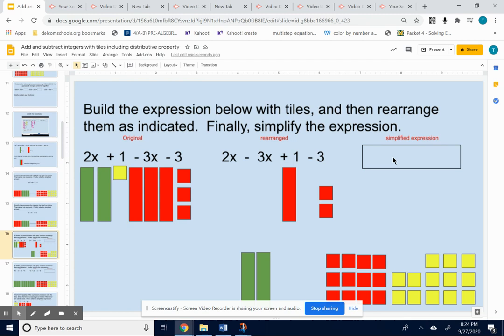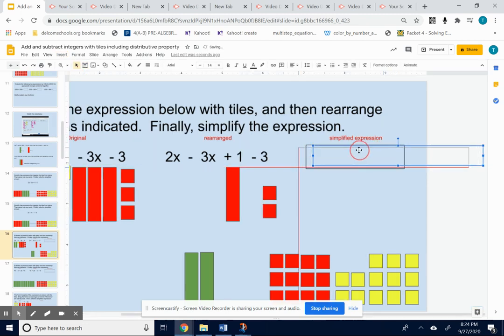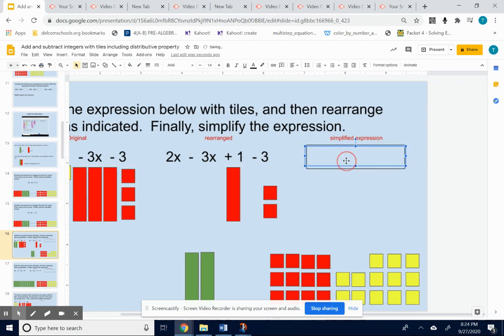Okay, I have negative, oops, I need a text box. Okay, so we're going to type in negative x and then minus 2. Okay, so the simplified answer would be negative x minus 2.